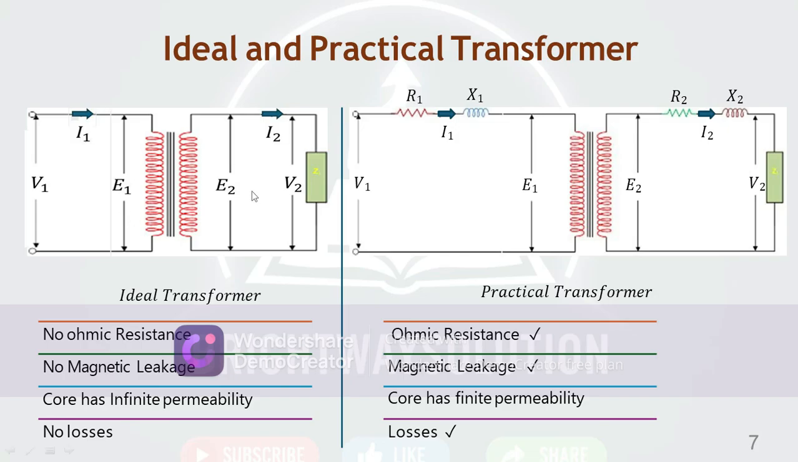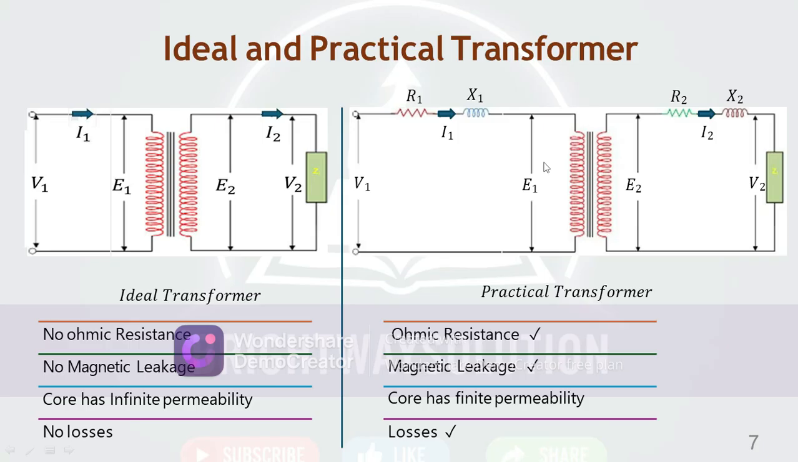Here we say an ideal transformer is one which has no ohmic resistance, no magnetic leakage, and the core has infinite permeability. There are a lot of fluxes. There are no losses in the ideal transformer, but in practice there are leakages. Ohmic resistances are there on the primary side, so there are ohmic losses, and the secondary side also has ohmic losses.